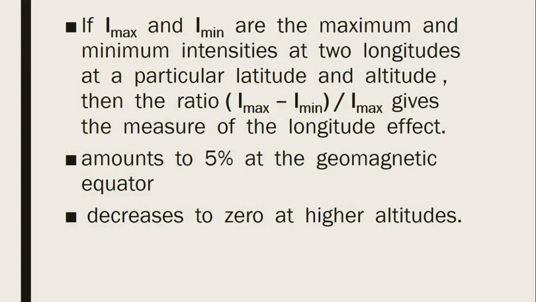So we can consider Imax and Imin as the maximum and minimum intensity of cosmic ray at two longitudes with the same latitude and altitude. The ratio (Imax minus Imin) divided by Imax gives the measure of the longitude effect. We can calculate this value, and it was found that it amounts to 5% at the geomagnetic equator and decreases to 0 at higher altitudes.